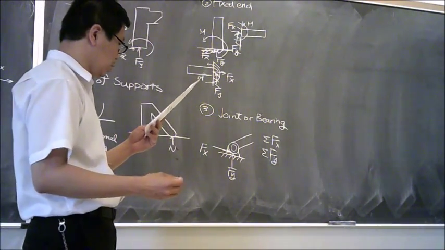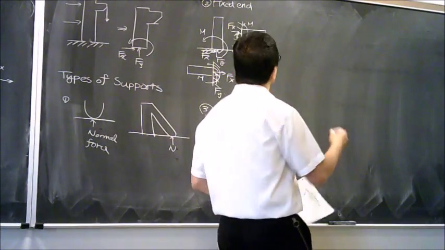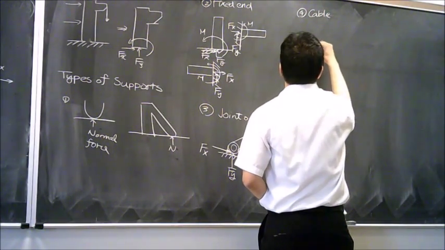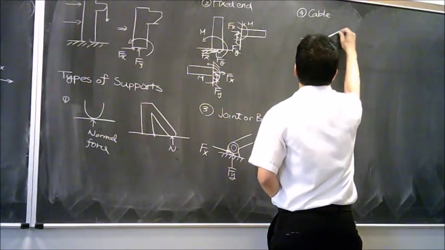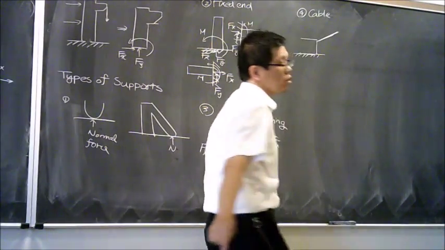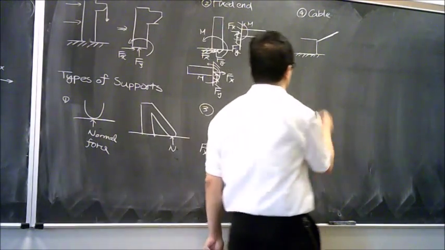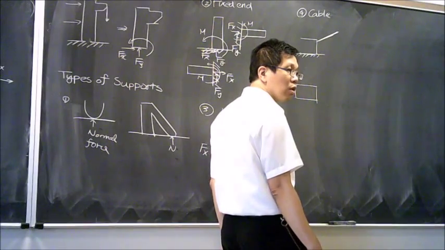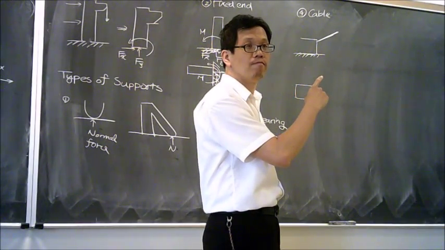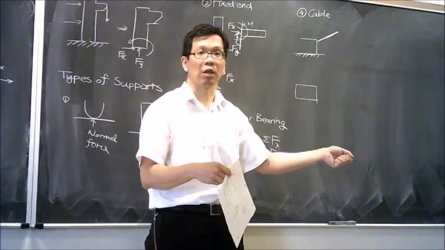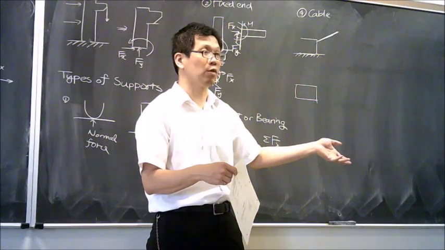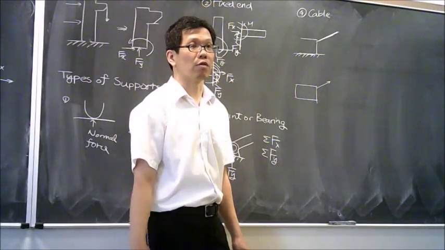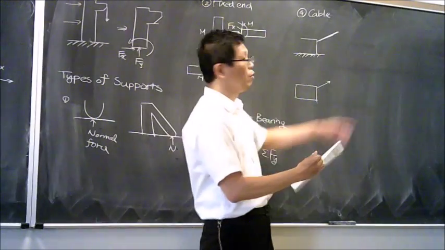There is one other thing you will need to know, which is the cable. Cable is very specific. So when this is the cable attached to the object over here, if you draw your free body diagram, what kind of force are you going to have? Are you going to have a pushing force if this is the cable? Is it possible to use a cable to push something? No, it's not possible. So the only force is what? Pull. So when it's a pull, it's a single force, parallel to the direction of the cable.